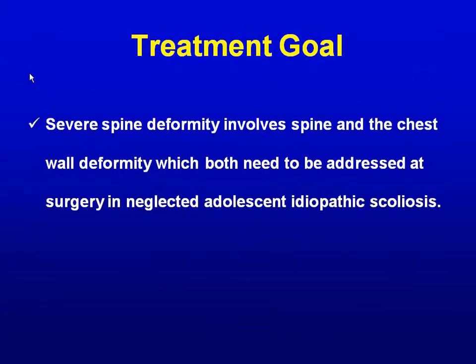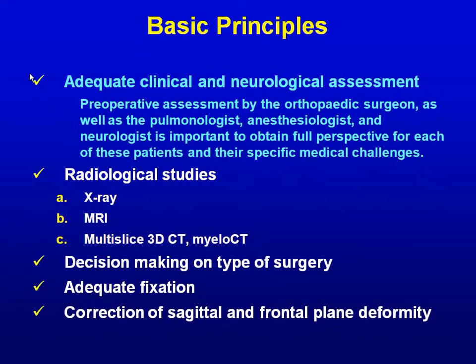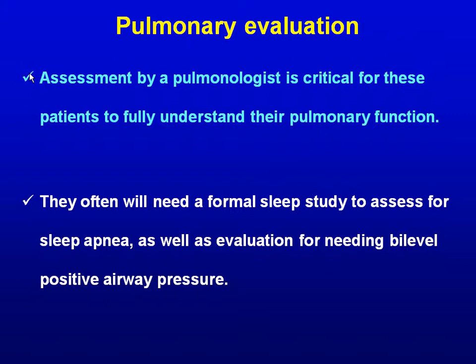pulmonary function. Severe spine deformity involves spine and chest wall deformity, which both need to be addressed at surgery in neglected adolescent idiopathic scoliosis. Adequate clinical and neurological assessment, radiological study, decision-making on type of surgery, adequate fixation, and correction of the sagittal and frontal plane deformity are essential in neglected adolescent idiopathic scoliosis treatment. And assessment by a pulmonologist is critical for this patient to fully understand their pulmonary function.